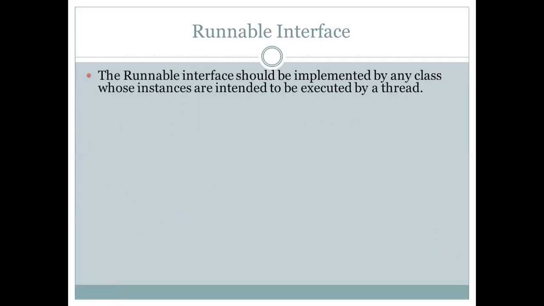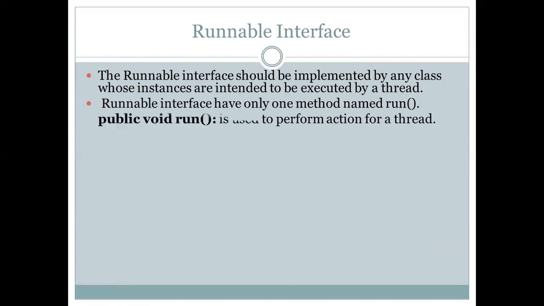Now let's move on to creating a thread by implementing the Runnable interface. The Runnable interface should be implemented by any class whose instances are intended to be executed by a thread. The Runnable interface has only one method named run. This run method is used to perform the action for the thread, as mentioned earlier.